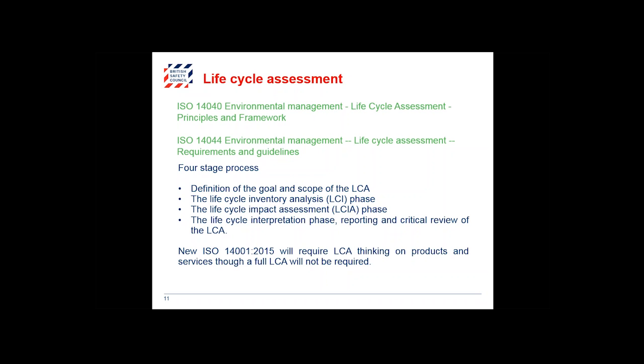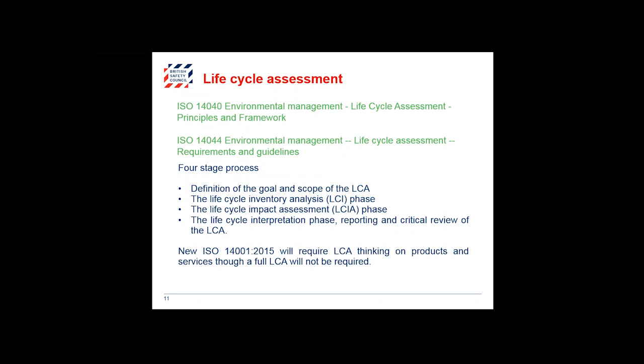And 14,044 is the specific how to do it, the requirements and the guidelines. It sets out a 4-stage process. Some of you may be using it or be aware of it. The first is the goal and scope of a product, what's in and outside. So if I was doing a life cycle assessment of a paper cup, what would I include in that paper cup, how far down its life cycle do I go, how far up to the end of life do I go, what am I measuring, is it energy, water, there's a whole host of things that you define at the goal and scope stage.